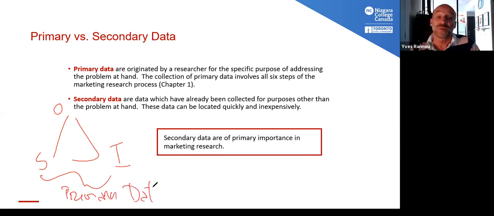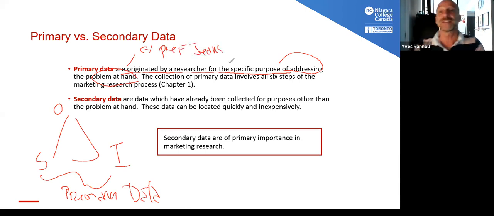It's the data that has been collected by you for the intent and the purpose of this research. So it's originated by the researcher for a specific purpose of addressing the problem at hand. So you have your problem. So we have consumer preferences for jeans that we want to assess, and we're collecting all data. So that would be your research, that will be your data.